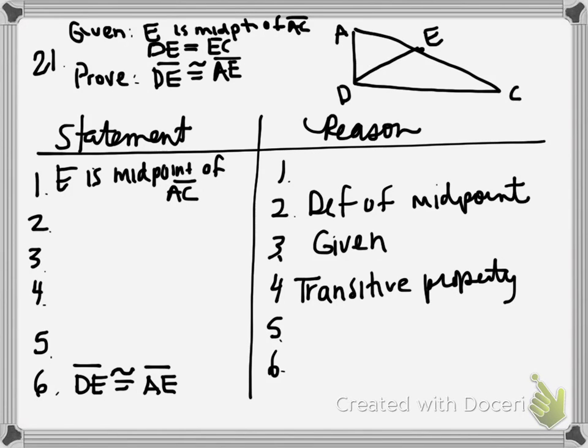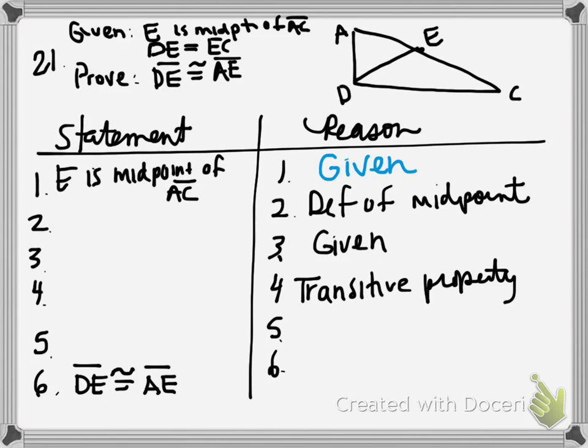Number 21. So, looking at what we're given, E is the midpoint of AC, and then DE and EC are the same measurement. We have to prove that DE is congruent to AE. So if we look at what's already filled out, for step 1, they only chose to put one of the given, so my reason would be given.